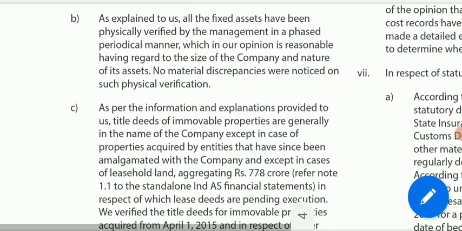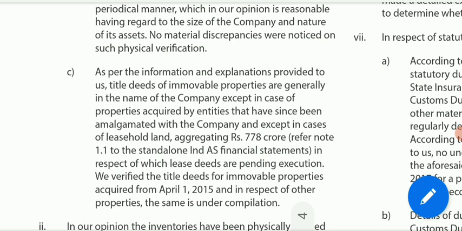Then the third point was regarding the title deed. This is how you have to disclose. As per the information and explanation provided to us, title deeds of immovable property are generally in the name of the company, except, and if it is not, then you have to properly disclose.